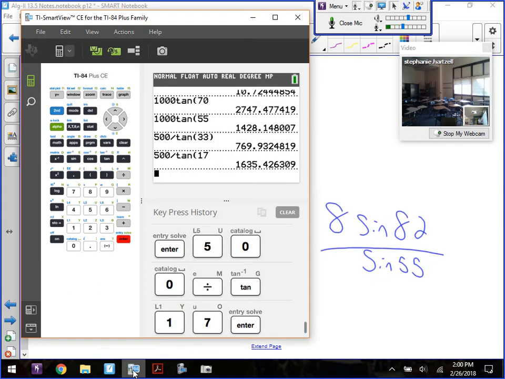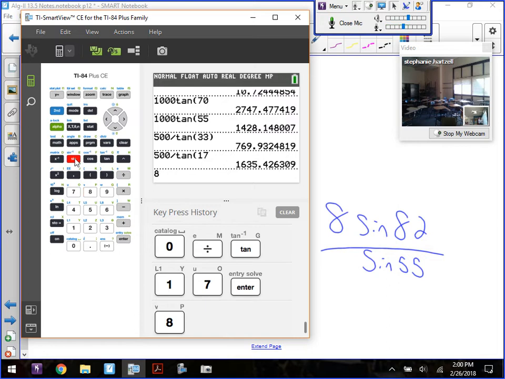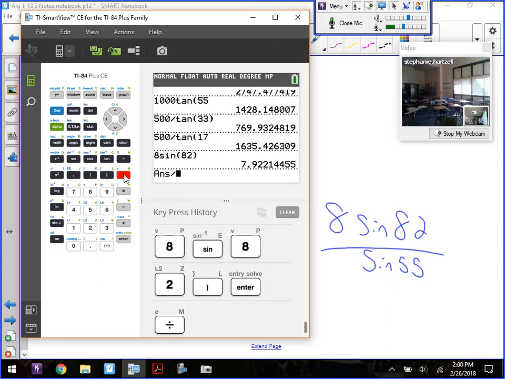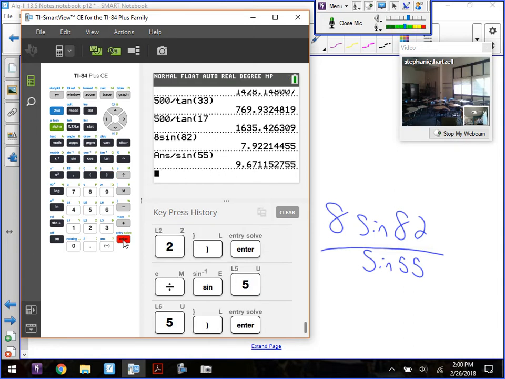That's the right button here. So this would be 8 sine 82 divided by sine 55. Or close the parentheses too. You should be okay if you did that, because it's straight.